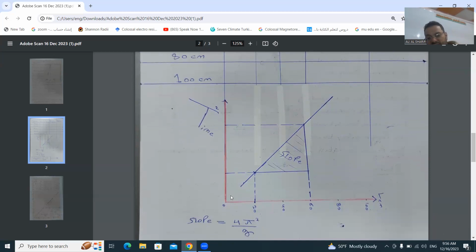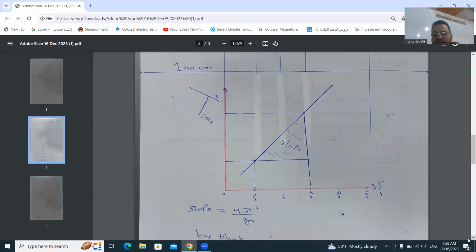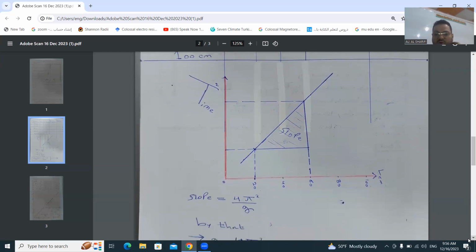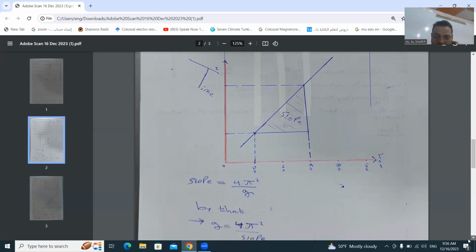As one increases, the other will increase too, and calculating the slope will be easy. Now, what's the benefit of the slope calculation? Slope equals 4 multiplied by pi squared divided by g. Like we know, pi equals 3.14. That means I can find g, the acceleration, by saying g equals 4 pi squared divided by slope. That's the main idea of determining the slope here.